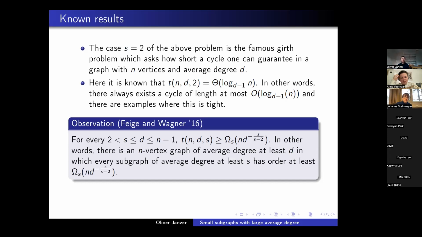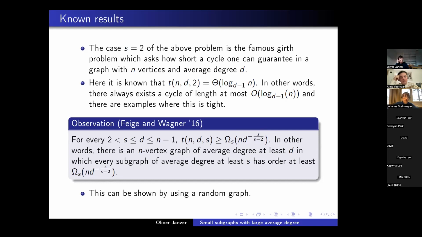There are examples of n vertex graphs with average degree d in which every subgraph of large average degree must have order at least this n times d to the minus s over s minus 2. And this is the number. It's perhaps helpful to remember it. I will write it down a number of times later, but this is the number we are aiming for. This is what we will prove, that this number of edges is essentially sufficient to find a subgraph with large average degree.